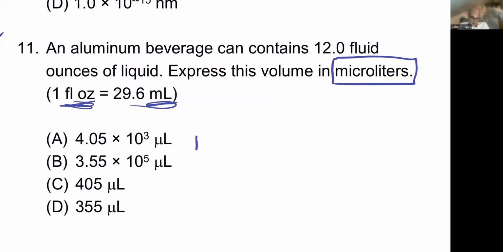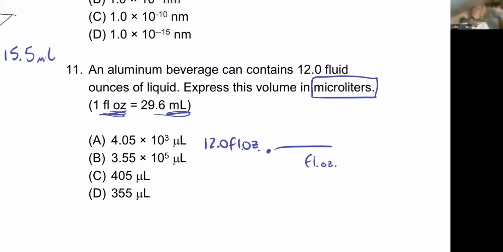So step 1, we always write the original number that we have, fluid ounces. And I know I want that to go away, so I'm going to put that at the bottom. Give myself a little more room. There we go. And I want to go to milliliters. So 1 fluid ounce is equivalent to 29.6 milliliters. At this point, fluid ounces cancels. The next step is let's get rid of milliliters. Do you know how many milliliters are in a microliter? We don't. So we can just simply go to liters.